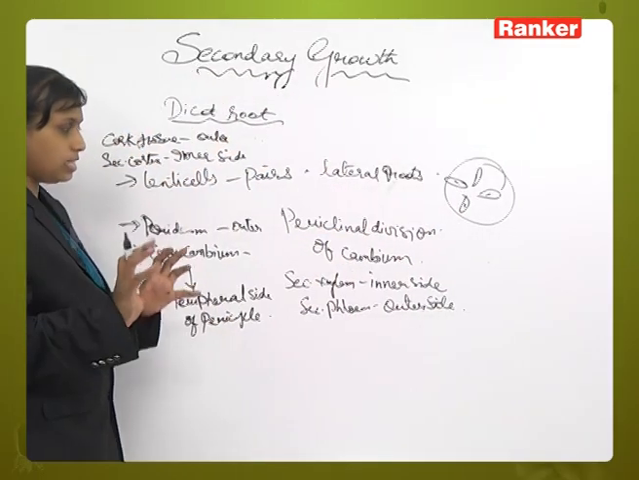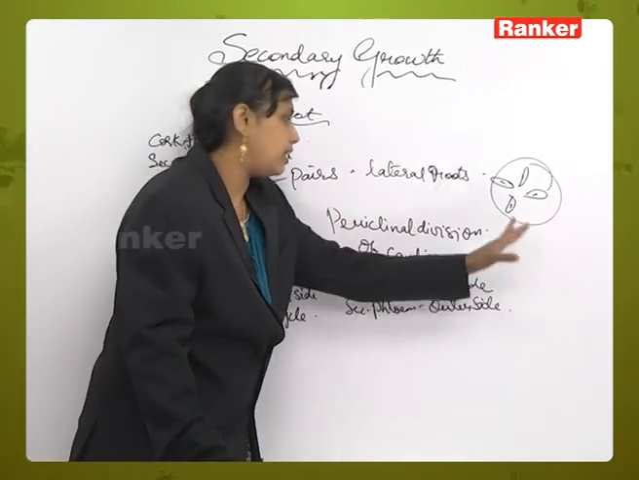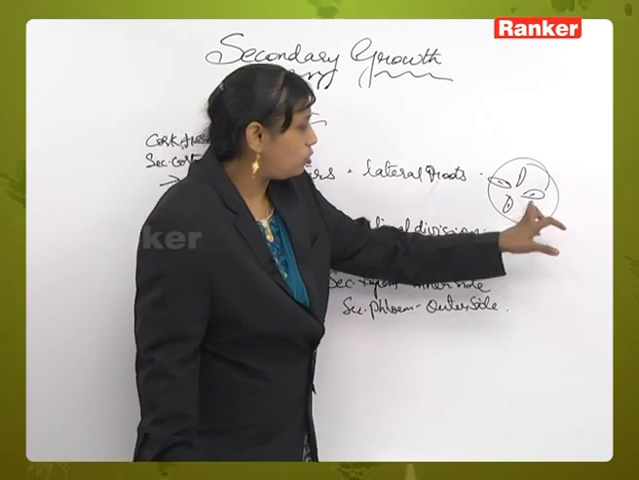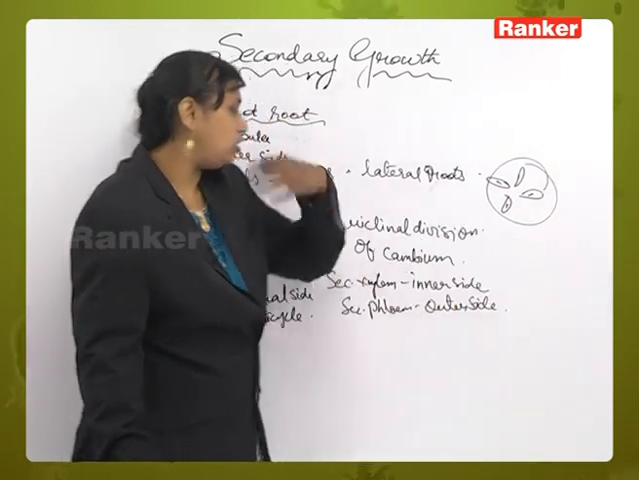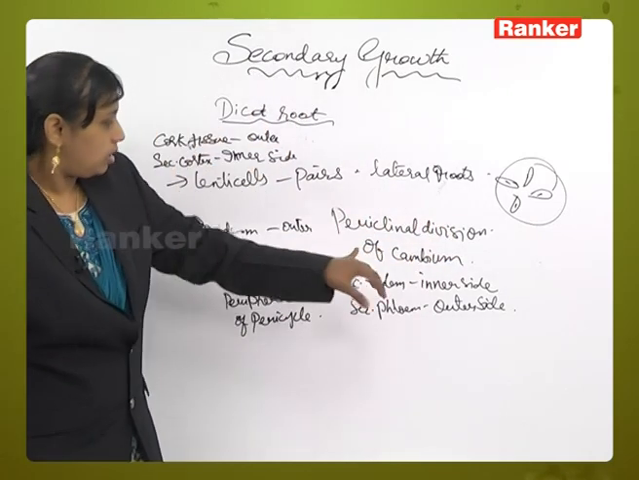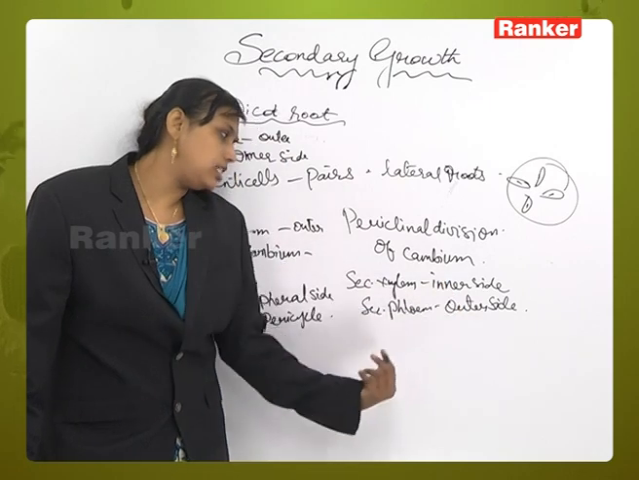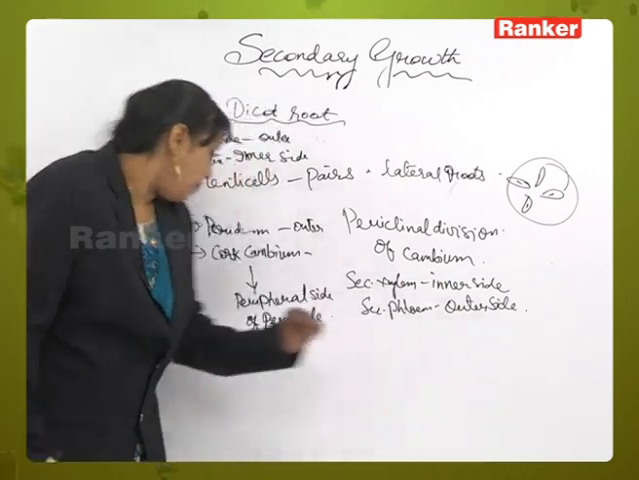This will undergo continuous periclinal division, and these divisions move towards the pericycle. The pericycle will undergo divisions and lead to the formation of cambium, and these periclinal divisions of cambium will lead to the formation of secondary xylem towards the inner side and secondary phloem towards the outer side.